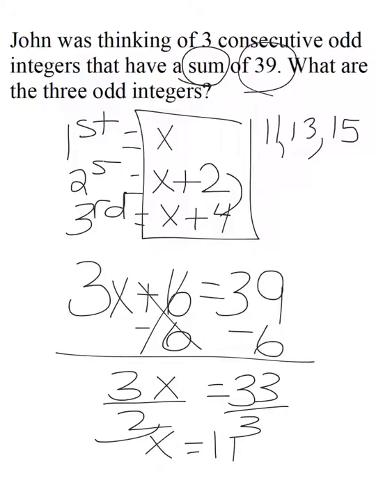One of the things I want to address is that kids struggle with why the third one is x plus 4. Look at my third one compared to the first one. It is 4 bigger. And then it's 2 bigger from that middle one. So that's why it makes sense to go x plus 2, and x plus 4.